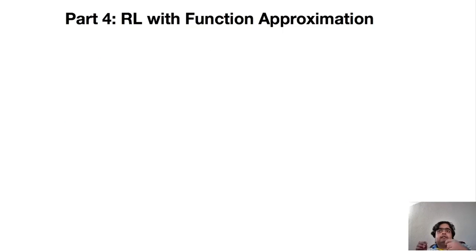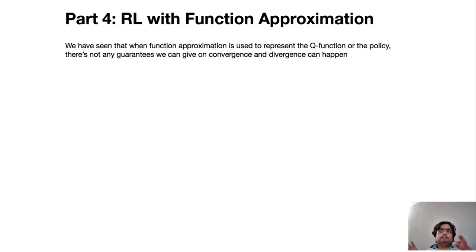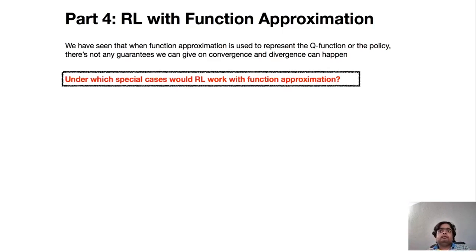Okay. The final bit that I want to briefly touch on is reinforcement learning with function approximation. So far we've seen that with general function approximation, let's say if you represent a Q function as a deep network, you cannot really get any guarantees on convergence or divergence, or even sample efficiency, meaning that you might need infinitely many samples to solve the RL problem there. So under which special cases would RL still work with function approximation? That's what we want to look at here.